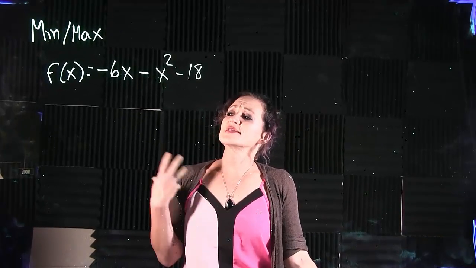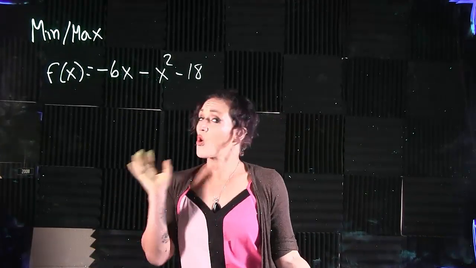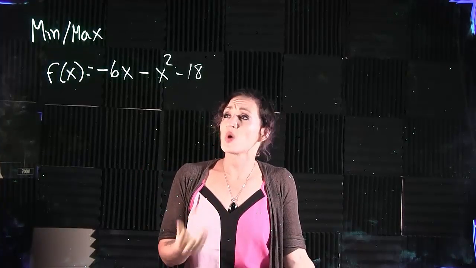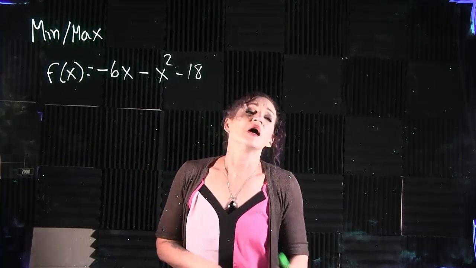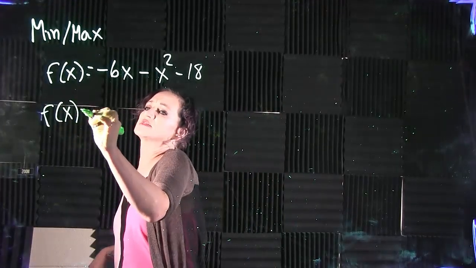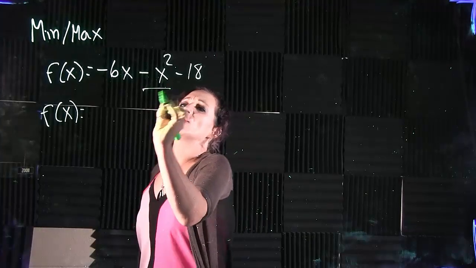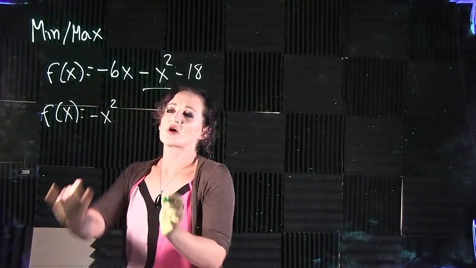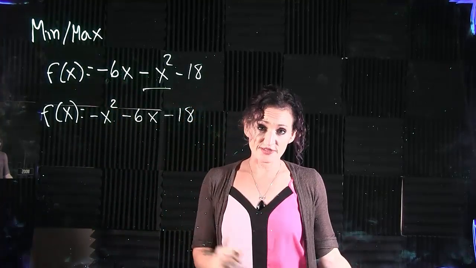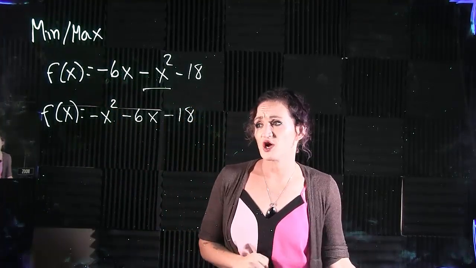For this problem, we're going to determine, does it have a min or does it have a max? And then what is that minimum point or what is that maximum point? Before we do anything else with this example, the first thing I'm going to do is put this in proper quadratic form. You always want your x squared term to be first, then x to the first power, then your constant. It's going to give you some good information based off of that.